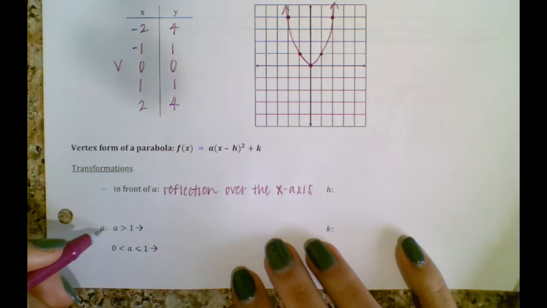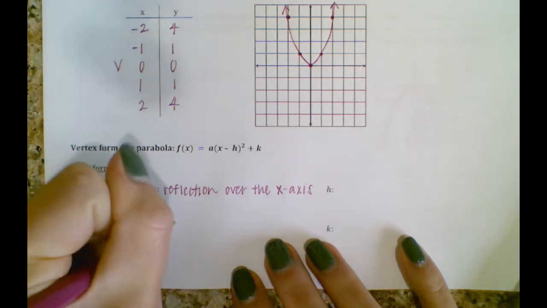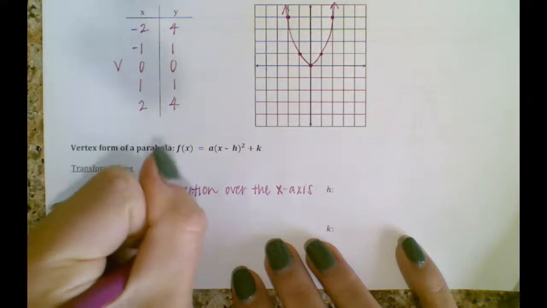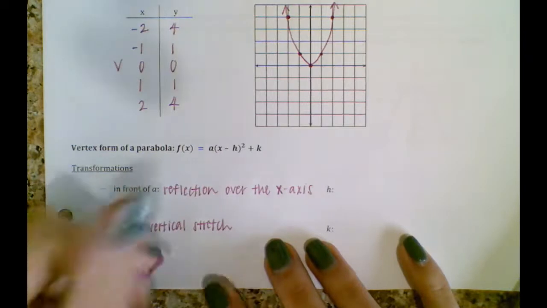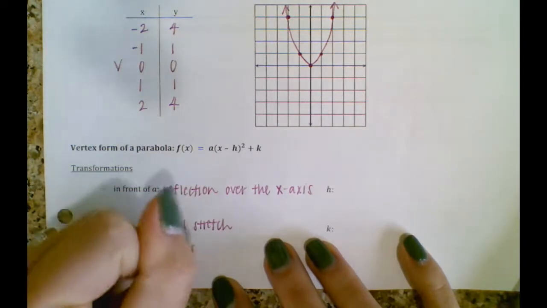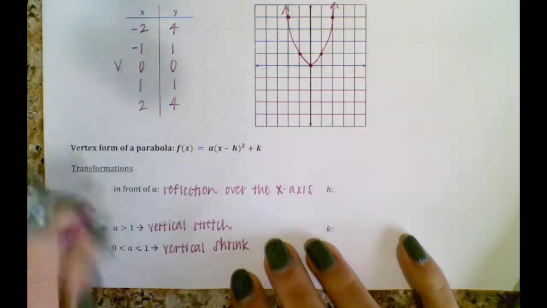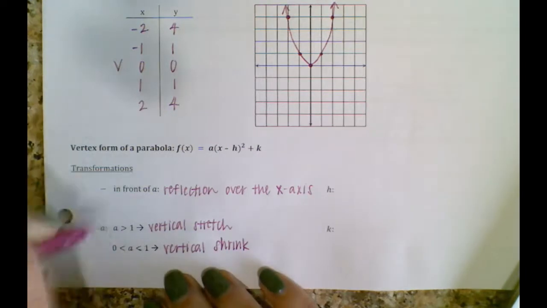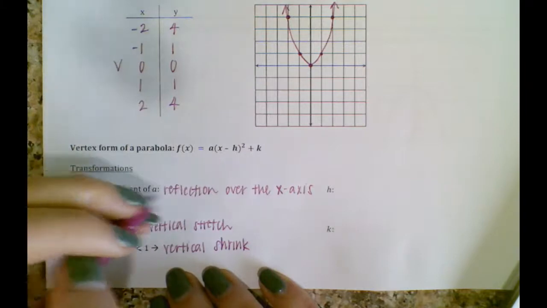All right, the a value tells you if you have a vertical stretch or shrink. If a is greater than 1, think about it, if it's greater than 1, it's going to be big, so it's going to be a vertical stretch. Okay, if the a value is less than 1, it's a vertical shrink because it's smaller than 1. Okay, and we say less than 1 and greater than 0 just because remember the negative, if we have a negative out in front of the a, that's being taken care of by the reflection, okay?